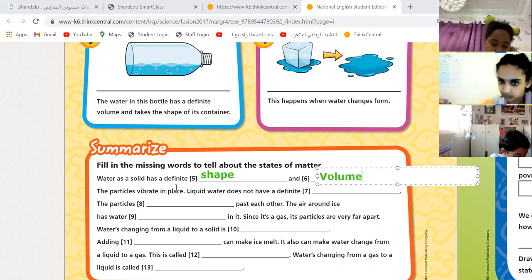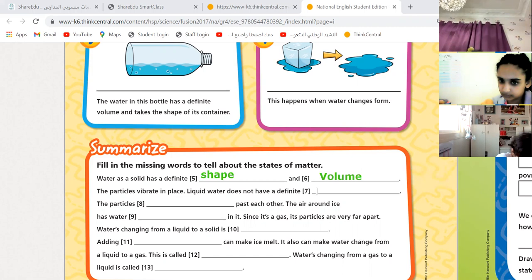The particles vibrate in place. Vibrate in place. Liquid water does not have a definite shape.